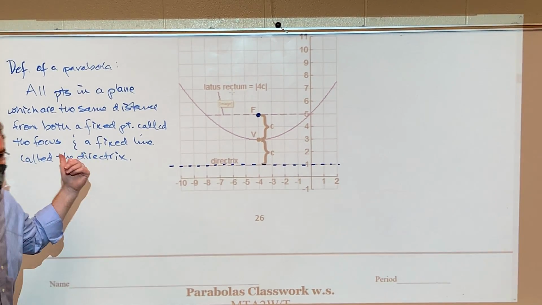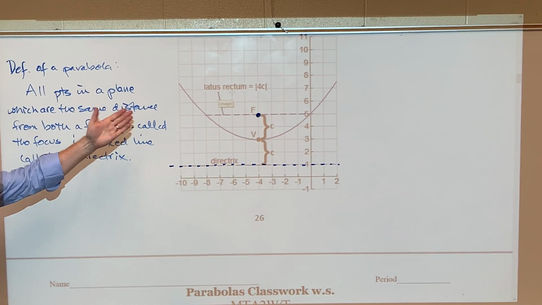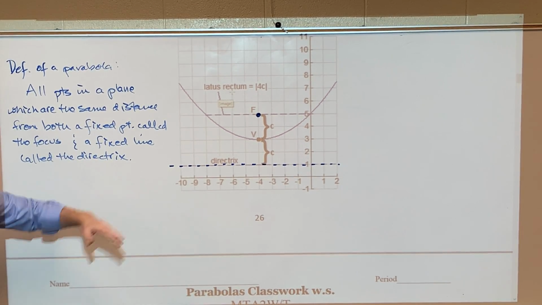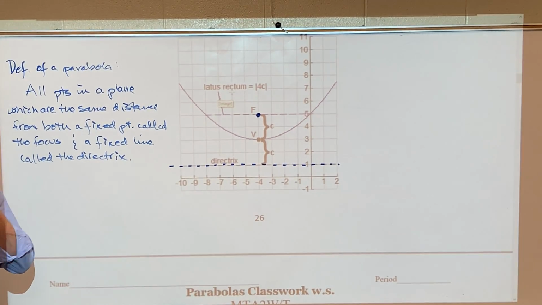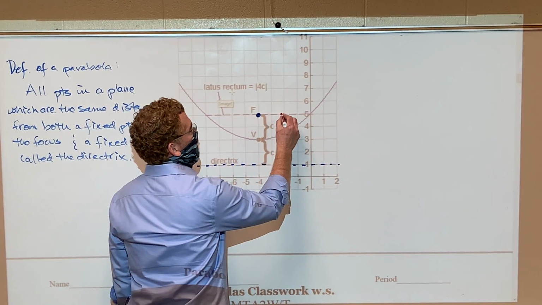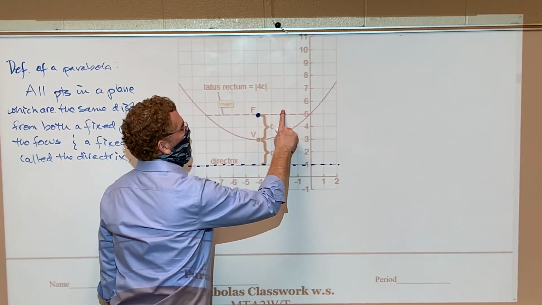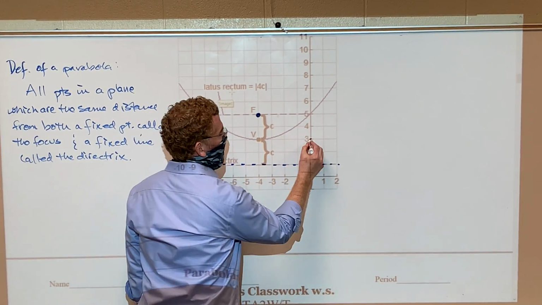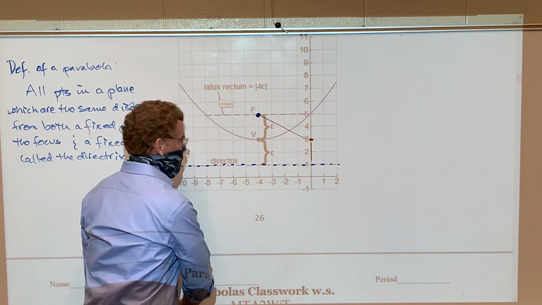Well, this is the definition of a parabola. So basically, I just have a fixed point and a fixed line. And now I just got to go in here and eyeball. Actually, don't have to eyeball, but I could eyeball the points that are actually the same distance away. Now, is this point the same distance away from the focus as it is the directrix? No, that's why it's not on there. Is this point the same distance away from the focus as it is the directrix? Nope, that's why it's not on there.